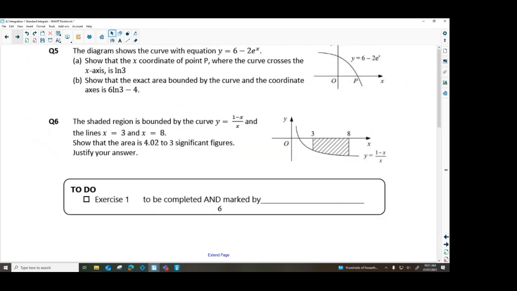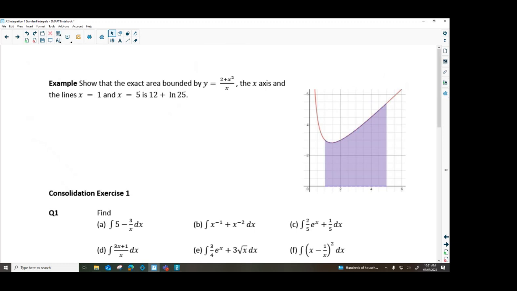Okay, guys, one more example. Then there are some exercises you can do. So this one says, show that the exact area bounded by the curve y equals 2 plus x squared over x and the x-axis, and the lines x is 1, this point is 1, and x is 5. So this shaded area here, its exact value is 12 plus ln 25.